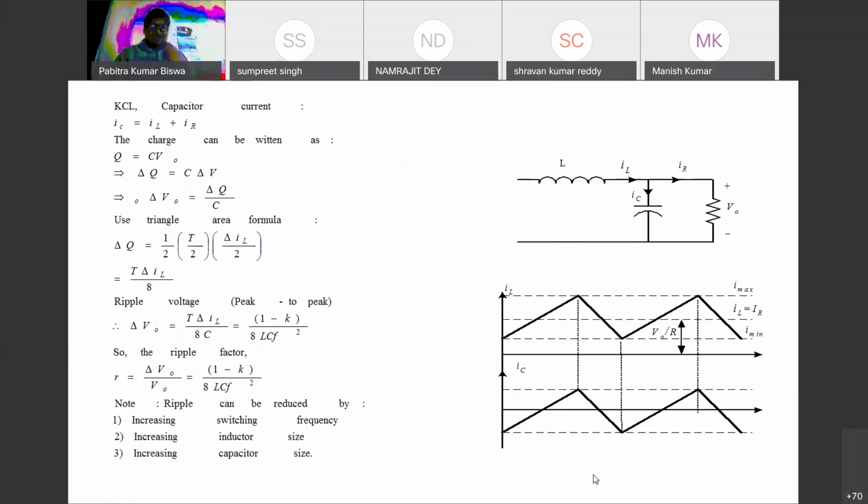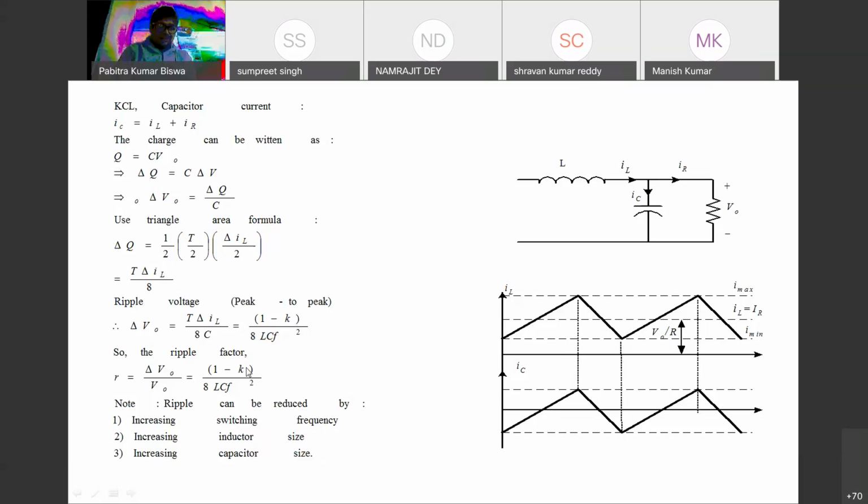Now, the equivalent circuit we are considering for finding out the capacitor current. So IC equal to IL minus IR from this circuit. Then Q equal to CV, everybody knows the charge. When we consider a small del Q, we have to write del V0 equal to del Q by C, where del Q equal to half times T by 2 times del IL, and del V0 equal to, you have to write this one.